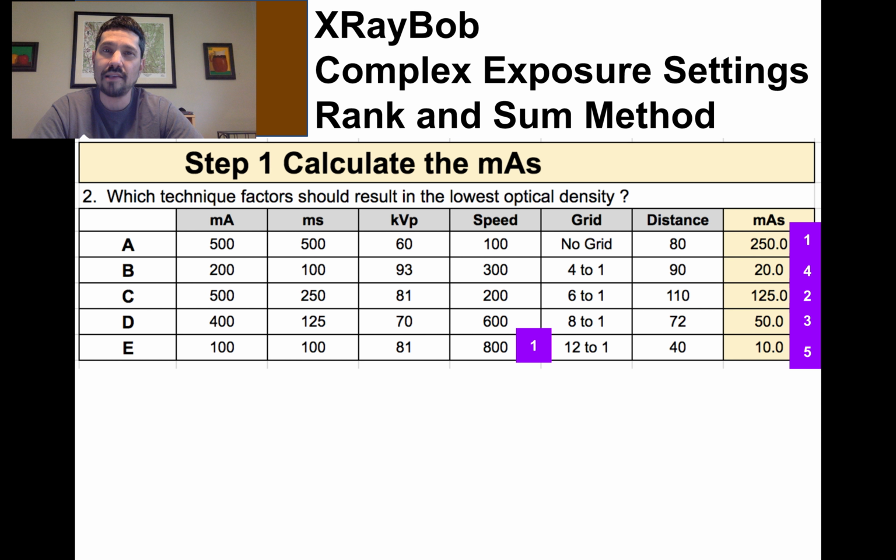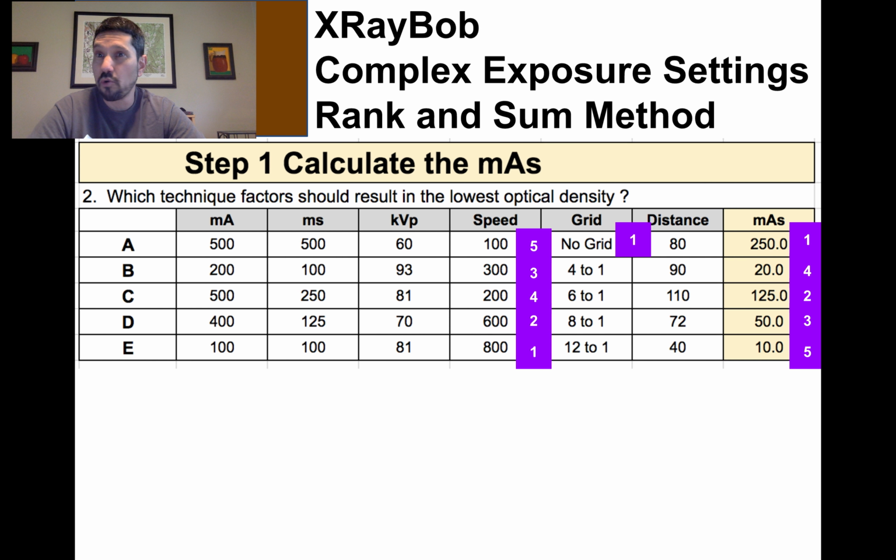All right, next, let's rank the speeds. I did that next. So 800 speed means it's most sensitive. So that means it's going to get the darkest with the least dose. Then 600, then 300, then 200, then 100. Faster speed, faster sensitivity goes from white to black with very little dose.